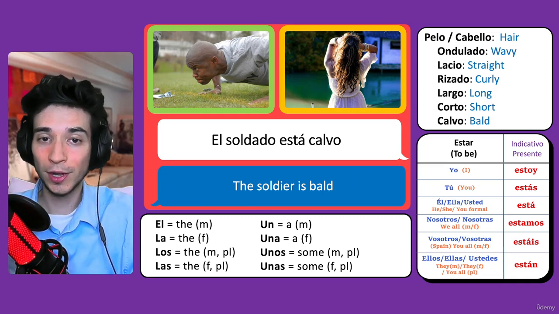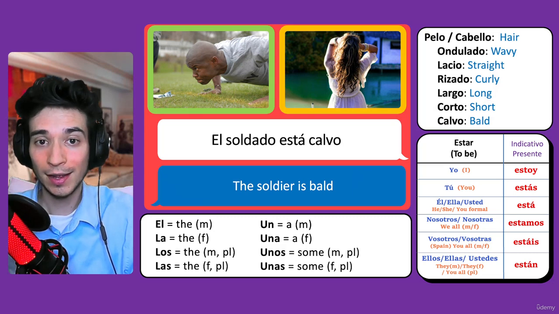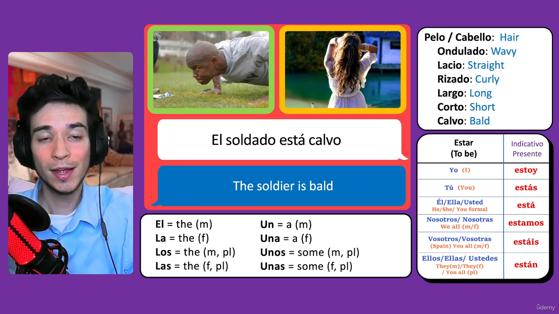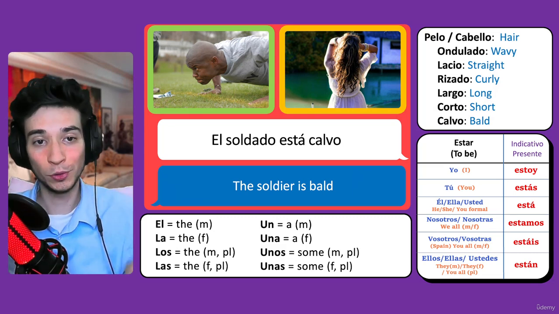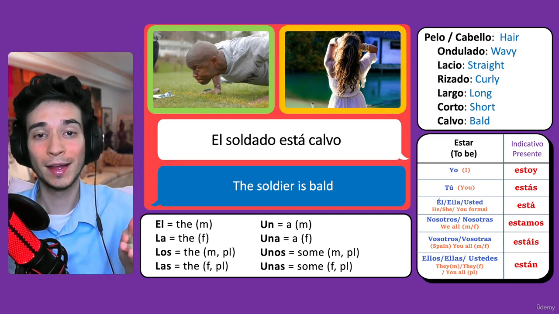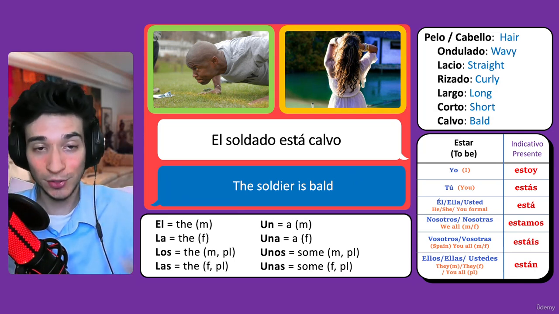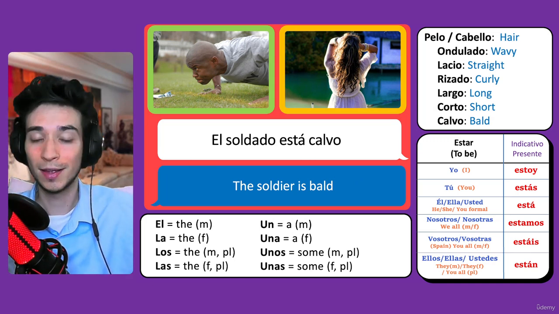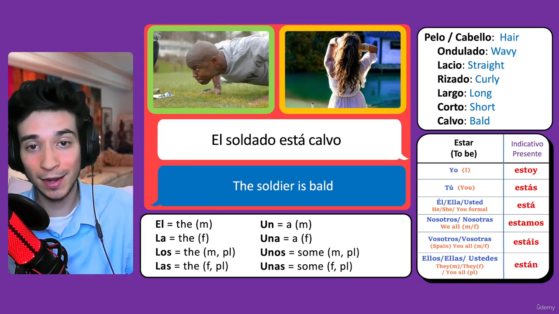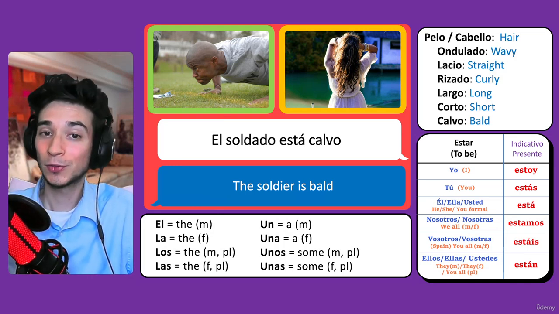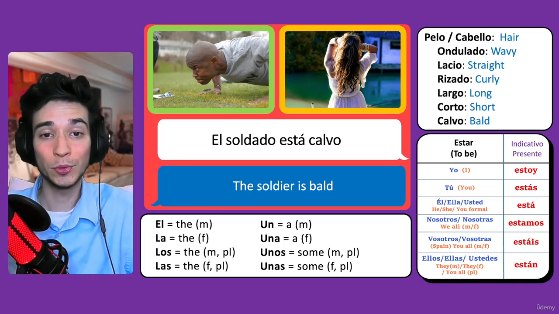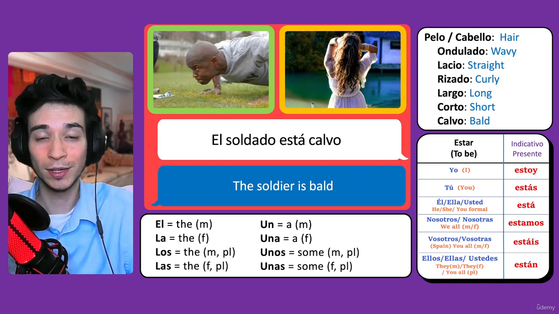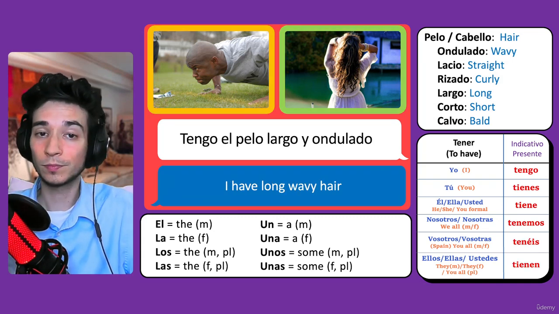And in this case, if you were to say el soldado es calvo, that means that he's always bald. Yo soy calvo, I'm bald, but he's like always bald. Está calvo is kind of like temporary. Estoy calvo, I'm temporarily bald. So this is the difference between ser and estar once again. So el soldado está calvo. He is bald, temporarily bald. Es calvo, always bald.